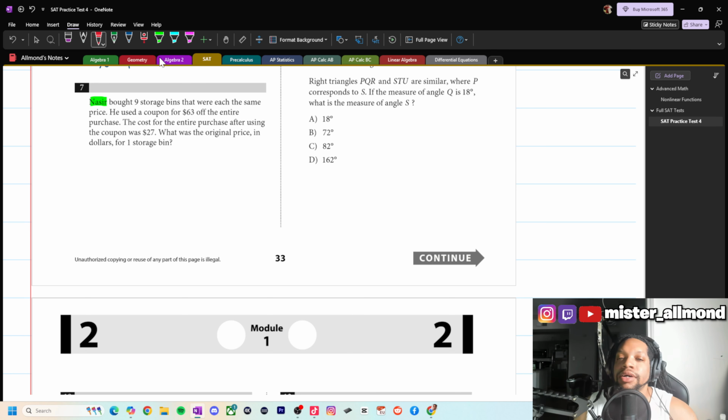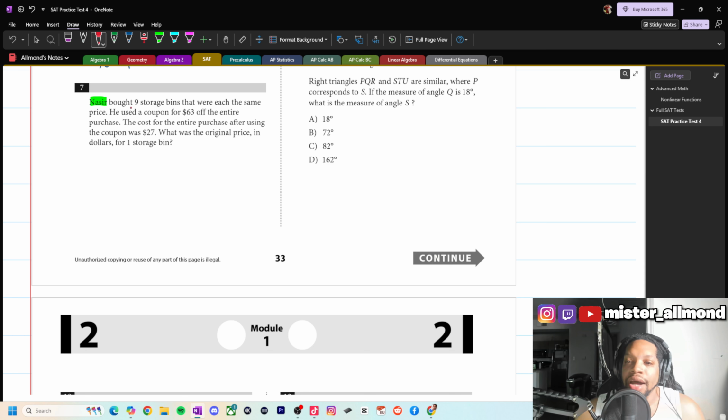But all right, you bought 9 storage bins that were each the same price. He used the coupon. Is this SAT? Yes. I got this somewhere from College Board. I don't remember. I just found it on my hard drive. But it's like a full module 1 and module 2.